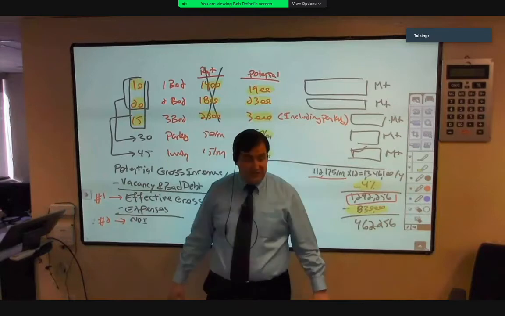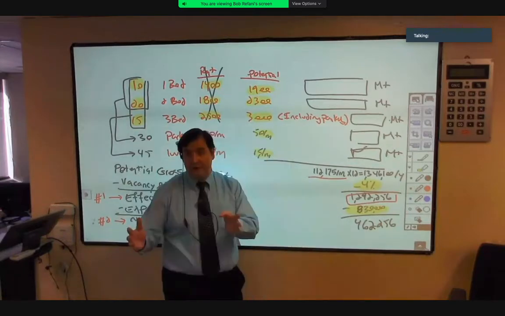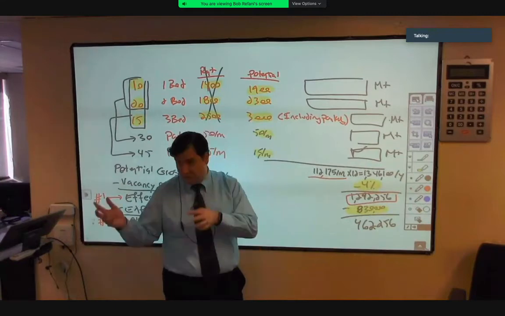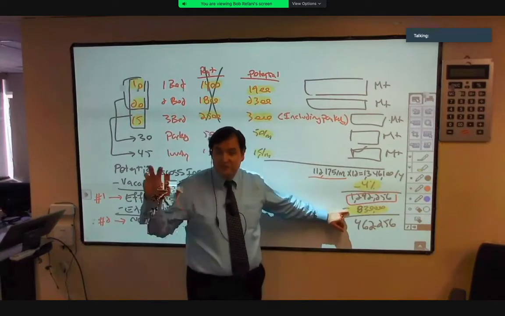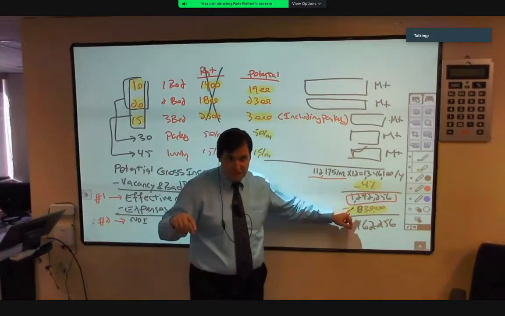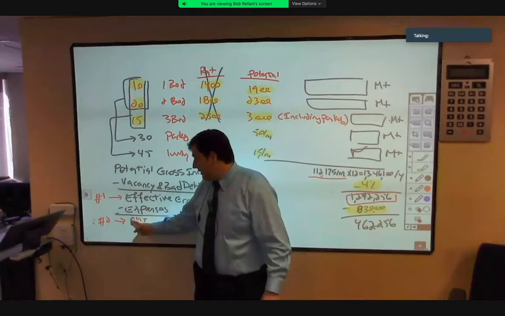Then minus expenses. They're going to give you a list of expenses, and you have to adjust it, which I'm going to teach you how. Maybe the expenses they had was 1 million, but after you adjusted it was 830. So you're going to find this, and that's going to give you the NOI. That's your second question: what is the net operating income?